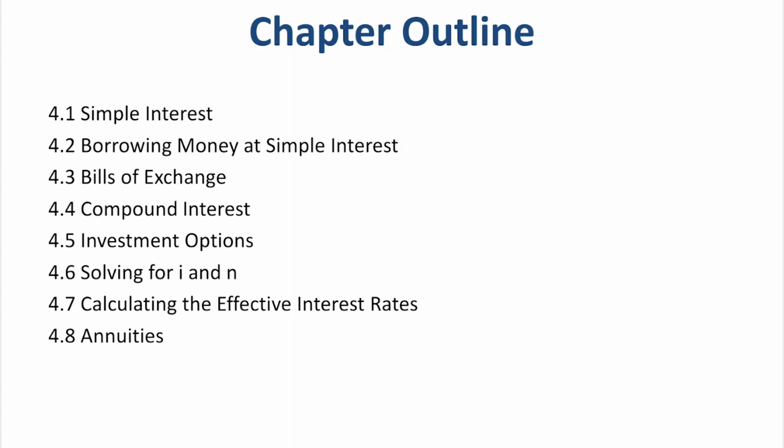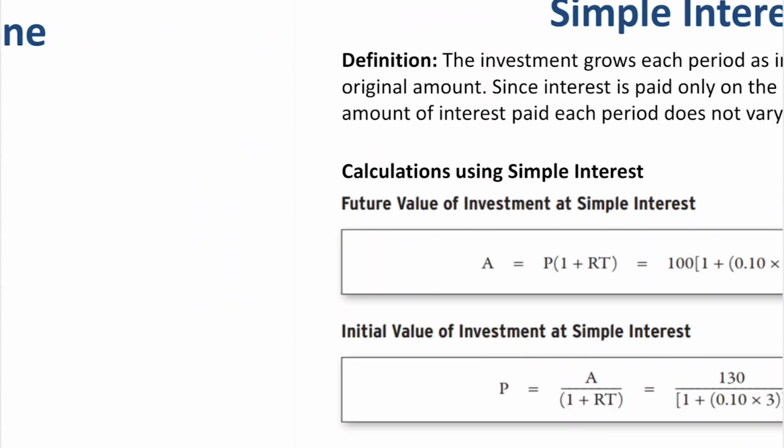Then we'll look at compound interest, which is more like the usual way we calculate interest, a more practical way. And then we look at investment options. We solve the problem of I, interest, and period N. We calculate the effective interest rate, and we'll look at annuities as well.